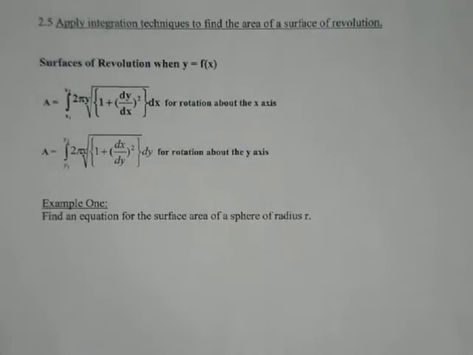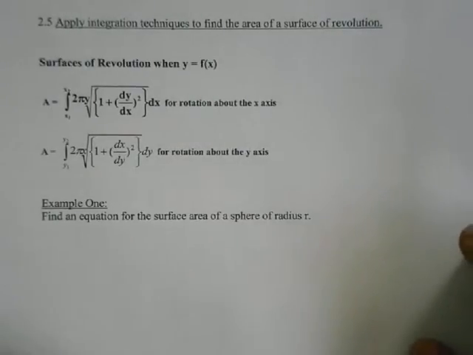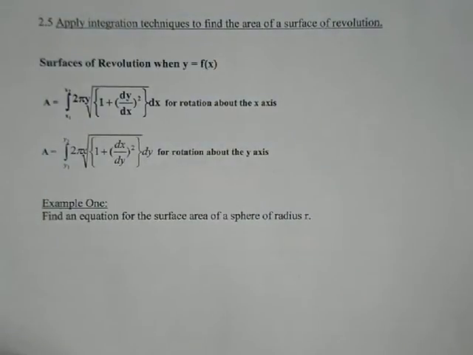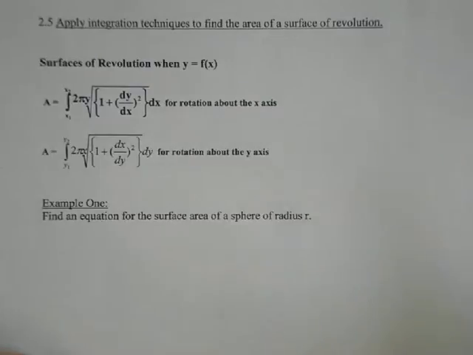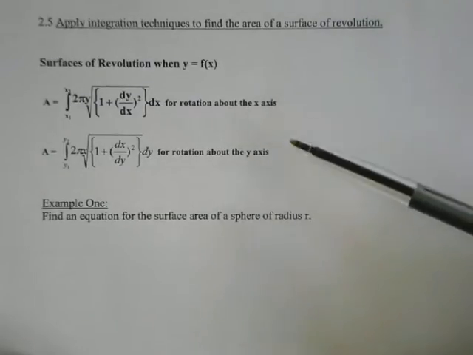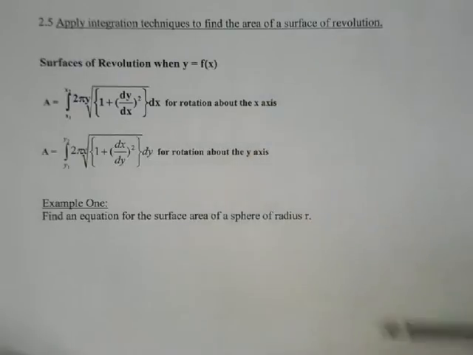And not only can we find lengths of curves, we can also find areas of surfaces. We do surfaces of revolution, so we're taking a curve and revolving it about one or the other axis to make a surface. You've done volumes of revolution, it's the same idea, except now we're worried about the surface area. So we have to do a formula for the x-axis and a formula for the y-axis.